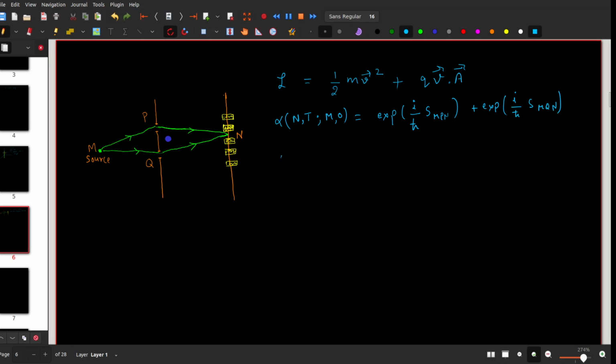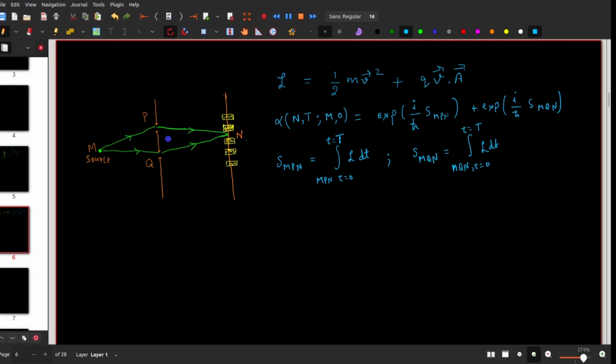Here the action along path MPN is the integral of the Lagrangian along path MPN from time t equal to 0 to t equal to capital T, and similarly the action along path MQN is the integral of the Lagrangian along path MQN from t equal to 0 to t equal to capital T.